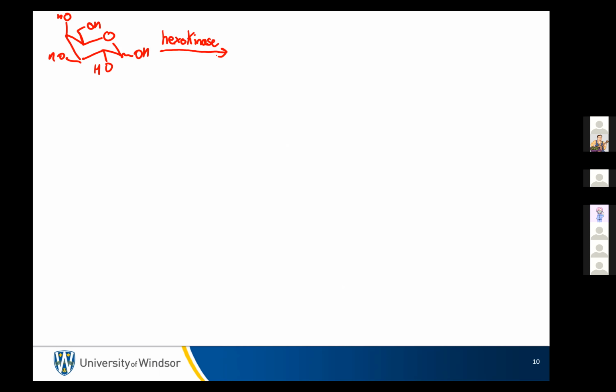Now, hexokinase, there's only one of them. It kinases hexoses. So what do kinases do? Like, the general mechanism of action of a kinase.